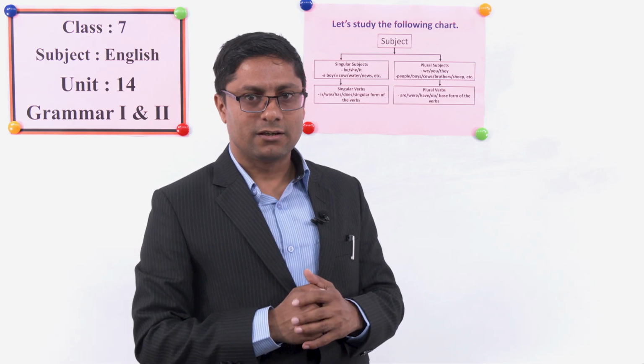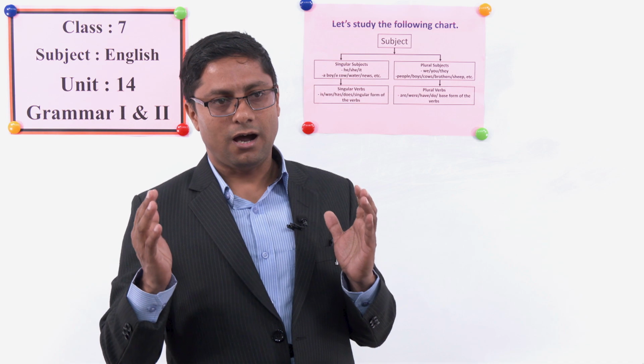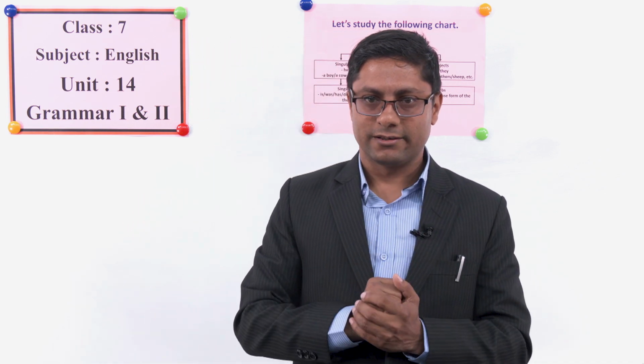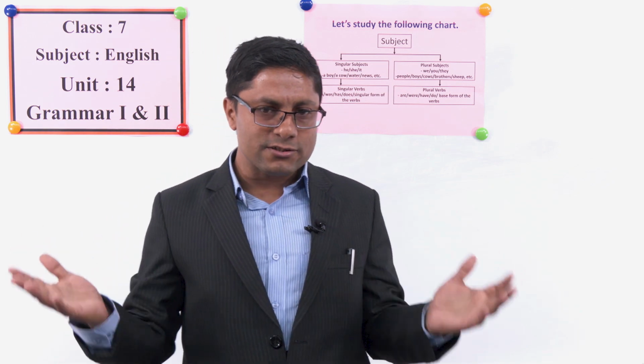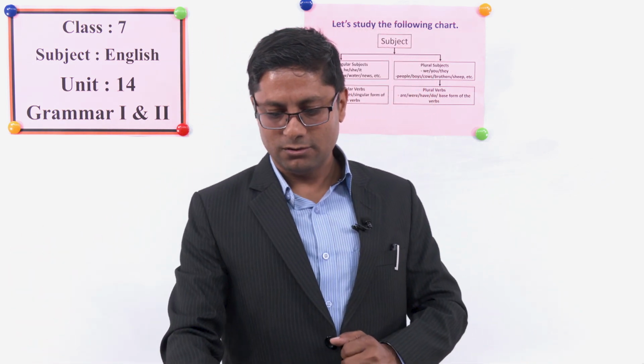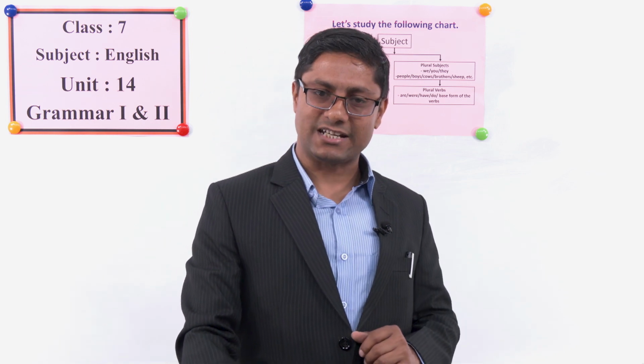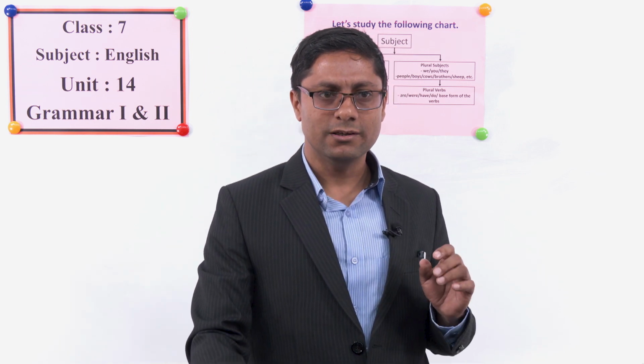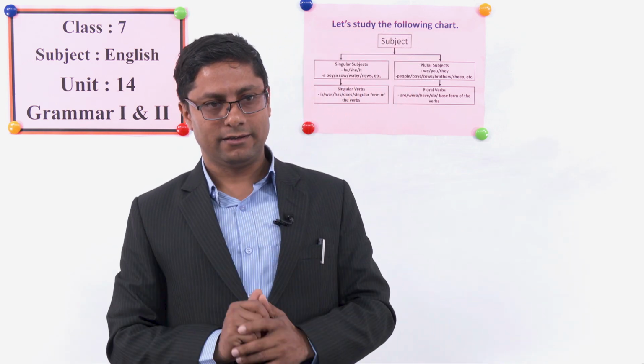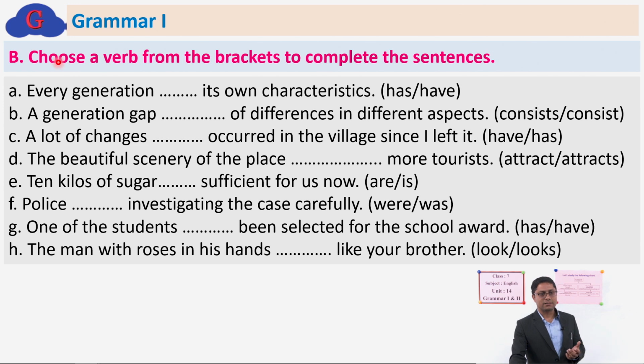So, dear students, we discussed the rules of subject verb agreement. Now, it is the time to practice. Are you ready to practice? All right. Look at exercise B in your textbook. Let us do exercise B together. See what it says: choose a verb from the brackets to complete the sentences. Here are verbs in the brackets. For example, in A, you can see "has" or "have". Among these two, you need to choose one, following the rules we discussed earlier.